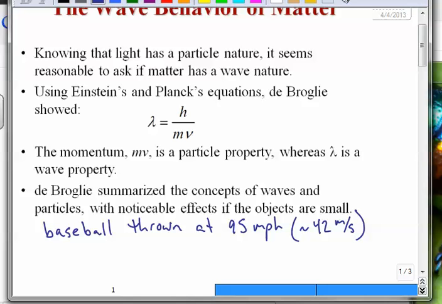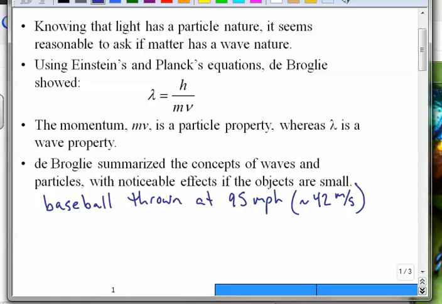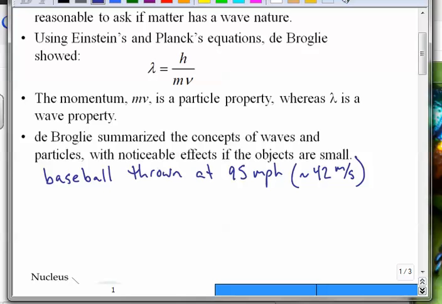Now, it turns out that these wave-like properties are only really significant when we're dealing with really, really small particles. And so let's do a couple of simple examples here to give us a sense for the significance of this. So let's first start by talking about a classical particle like a baseball. Okay? So a baseball weighs approximately 5 to 5.5 ounces, and if we throw that baseball really fast, a good fastball is around 95 miles an hour, which corresponds to 42 meters per second approximately.